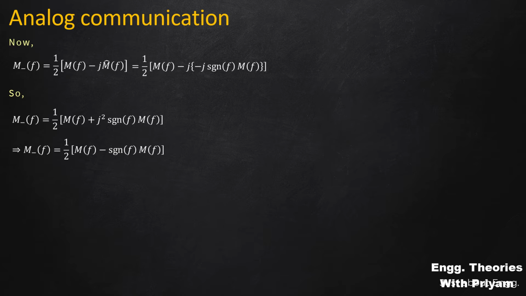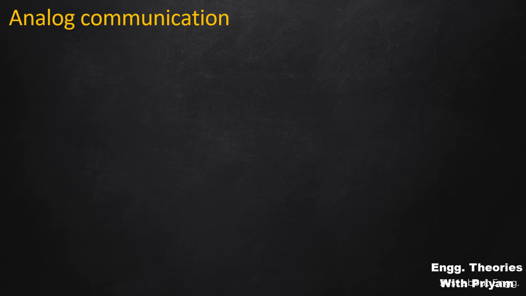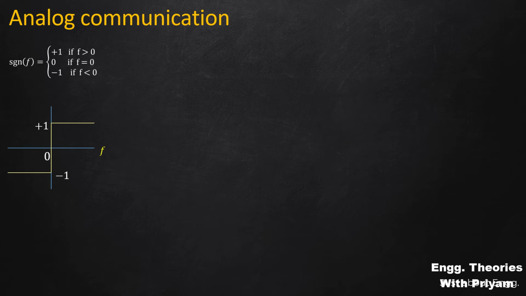And if we take capital M of f common from this equation, then it can be written as capital M minus of f is equal to half into capital M of f into 1 minus signum of f. Now let's see the graphical representation of 1 minus signum of f. We know that signum of f has a value of plus 1 if the frequency is greater than 0, has the value of 0 when the frequency is equal to 0, and has the value of minus 1 if the frequency is less than 0.